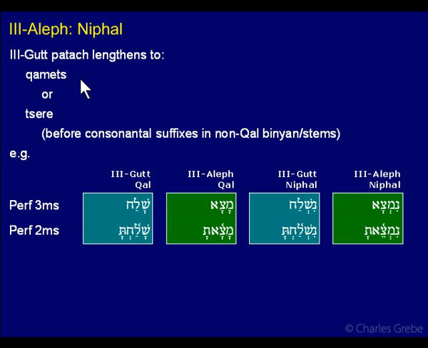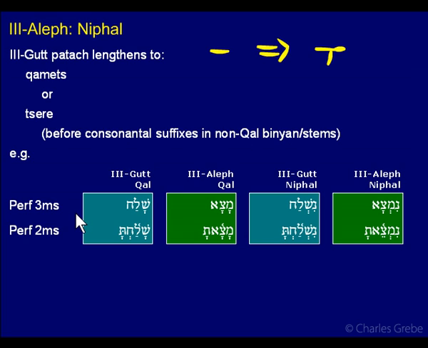And typically it'll lengthen to qamets, which is what you expect. Patach lengthens to qamets, okay? Short A to long A. Big vowels here, there's a big qamets. Sometimes, though, it will lengthen to a tsere, and it happens before consonantal suffixes in non-qal binyanim or stems. Okay, let me come back to that.